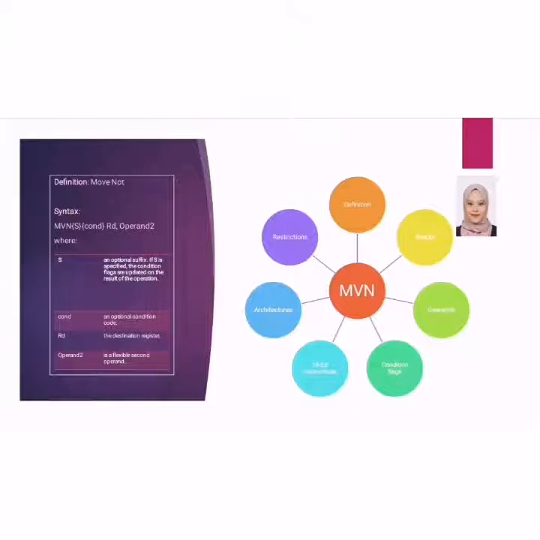Definition of MVN is move not. The syntax is MVN, curly bracket S, curly bracket condition, RD, operand. S is an optional suffix. If S is specified, the condition flags are updated on the result of the operation. Condition, an optional condition code. RD, the destination register. Operand is a flexible second operand.